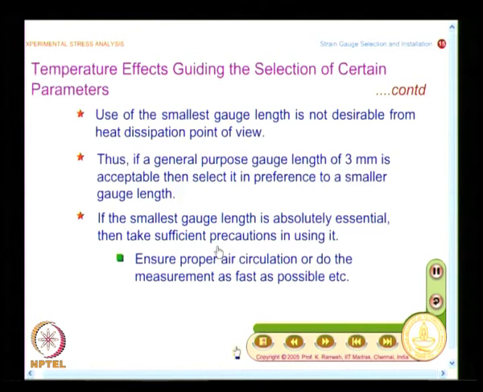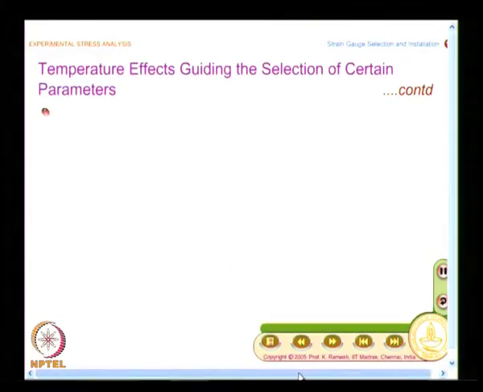So, do not jump and demand that you will use the smallest gauge length for strain measurement. And I also said, from the point of view of optimizing your number of channels, do not demand that you will use a rosette at every point in the domain. Depending on the knowledge of the stress field, use a single element strain gauge, 2 element strain gauge or a 3 element strain gauge judiciously. So, these are the ways that you minimize the entire cost of your strain gauge instrumentation.